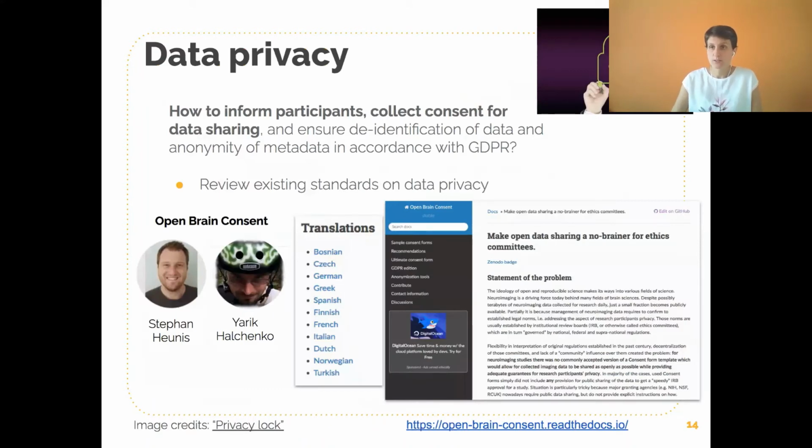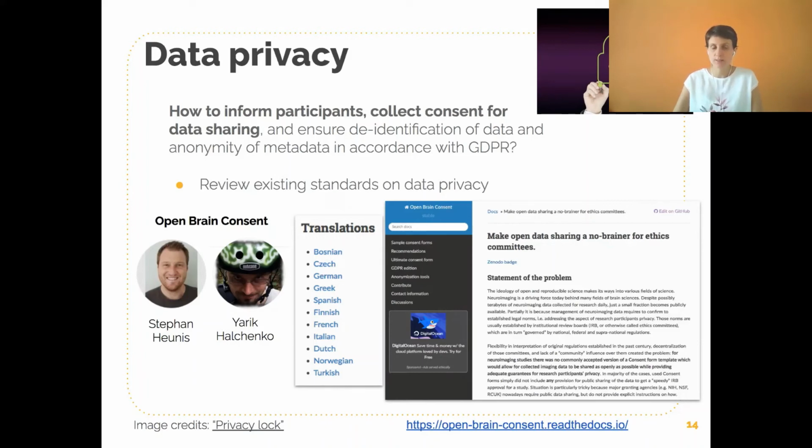So data privacy first. The goal is to find a way to inform participants and collect their consent for data sharing in compliance with GDPR, because of course in Europe we have to comply with GDPR. So within GliMR, our goal was to review existing standards on data privacy.